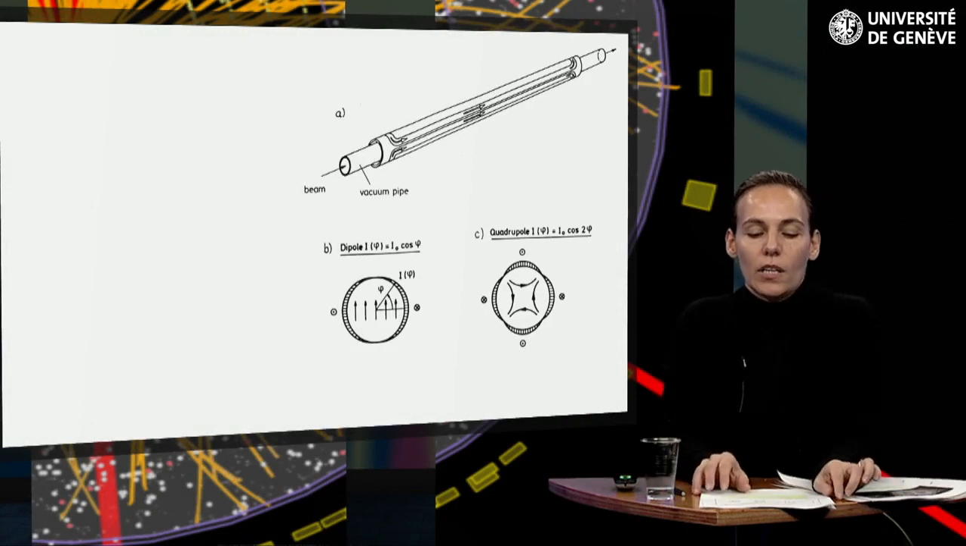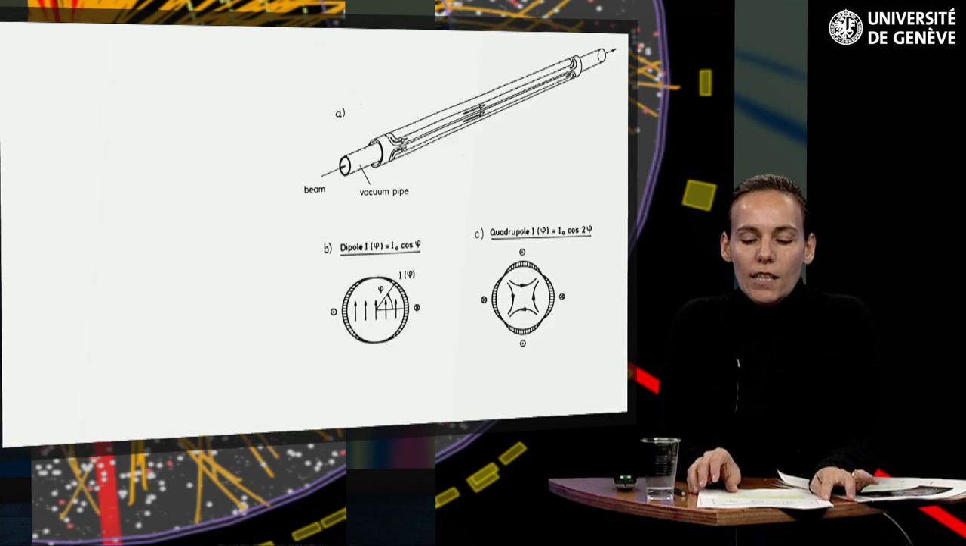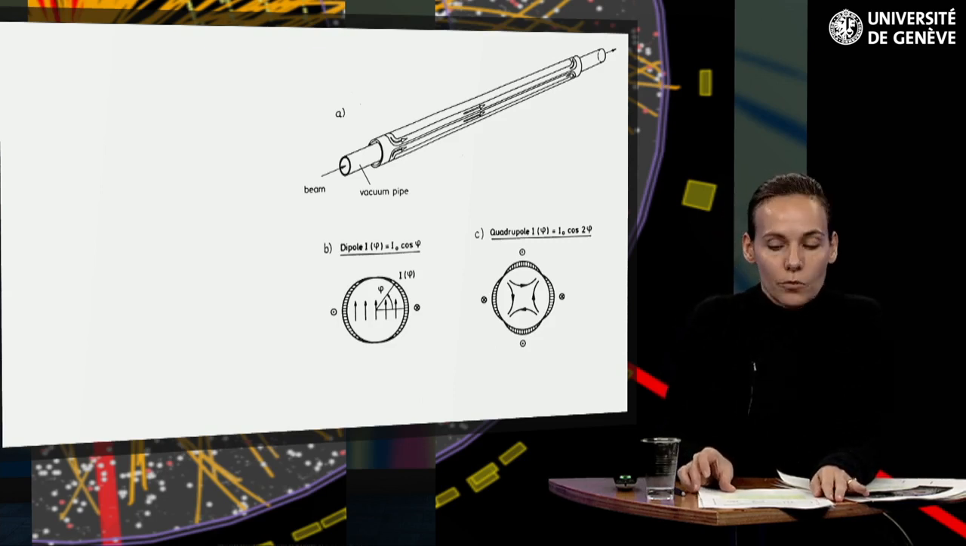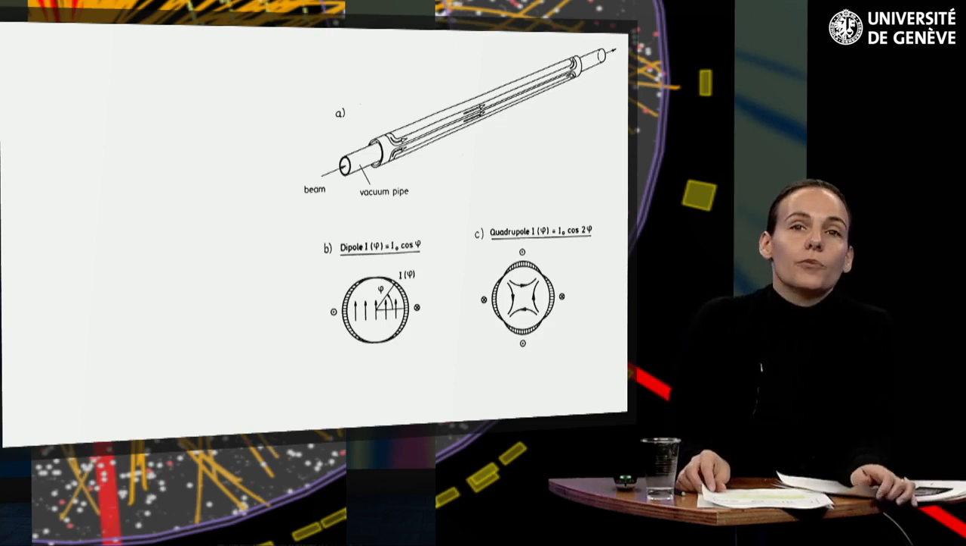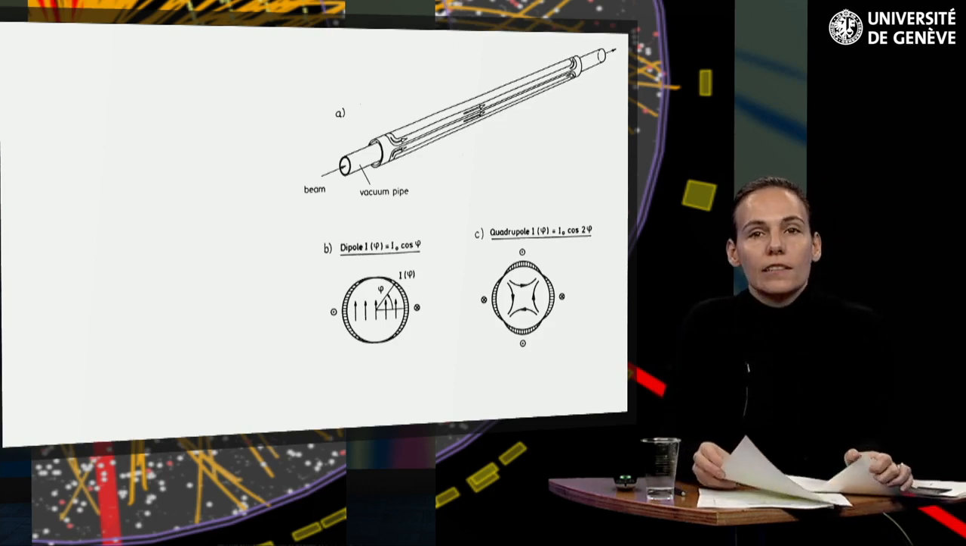Magnets with dipolar and quadrupole fields thus accompany the accelerator ring. Two coils create a dipole field, four create a quadrupole field as shown. Today these coils are normally superconducting to minimize resistive loss.